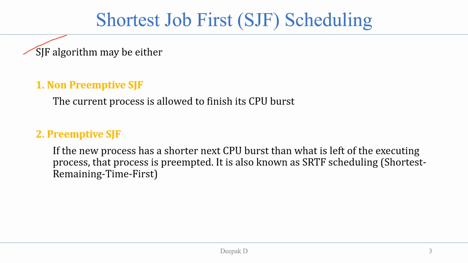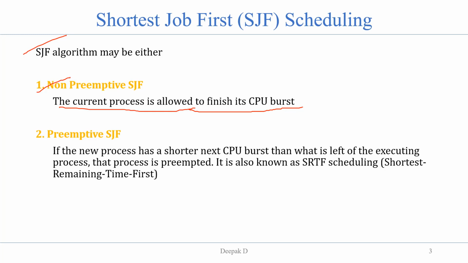When we call it non-preemptive SJF, you know that once the CPU is given to the process, until that process completes its execution or terminates, the CPU will not be given back. Similarly, with non-preemptive SJF, the process which is currently executing will be allowed to finish its CPU burst, even though any other process has a shorter remaining time or shorter burst time.